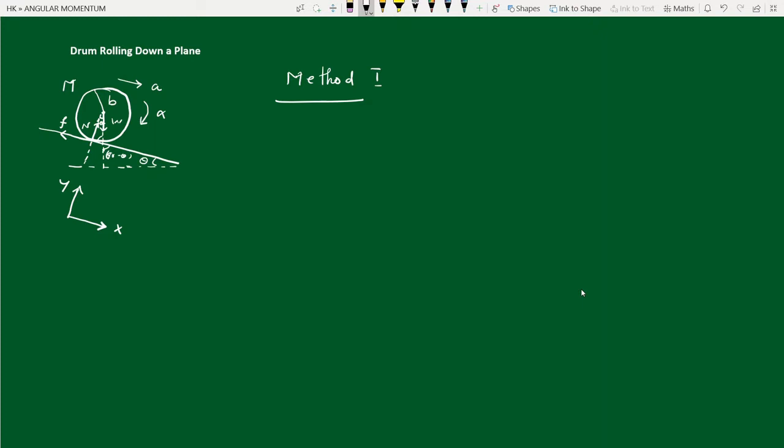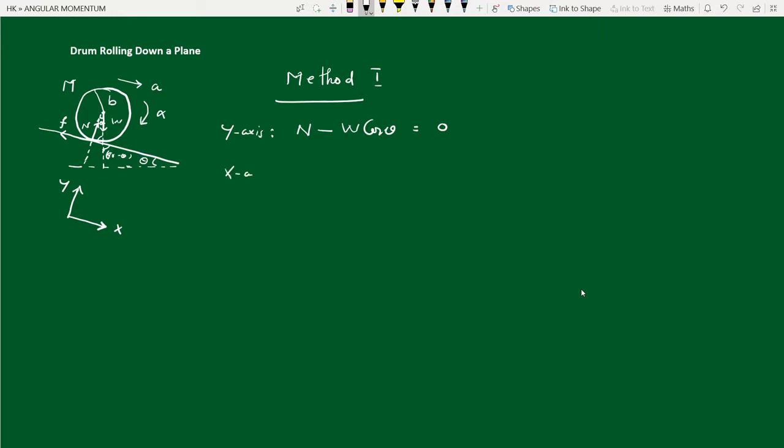This W cos theta and N will cancel, so we can say N minus W cos theta will be 0 because there is no acceleration along the y direction. So this is along the y axis.